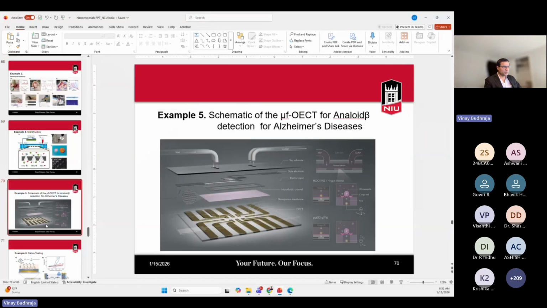So here's a graph that shows the microfluidic channel for Alzheimer's disease, and the OECT arrays are being used over here. So source, drain, and the semiconductor, those are common. With respect to different applications, the only thing that changes is the electrolyte. So different applications use different electrolytes.